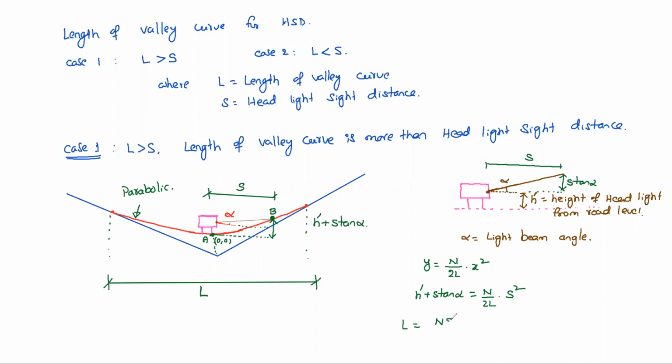ns square by 2h dash plus 2s tan alpha. So this is the equation for length of valley curve.